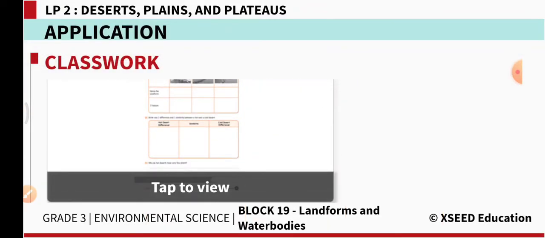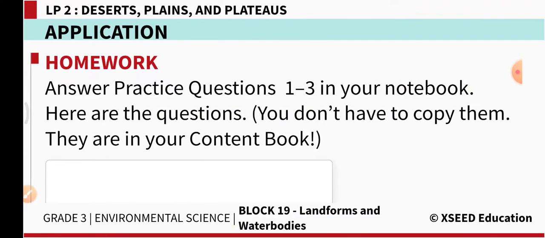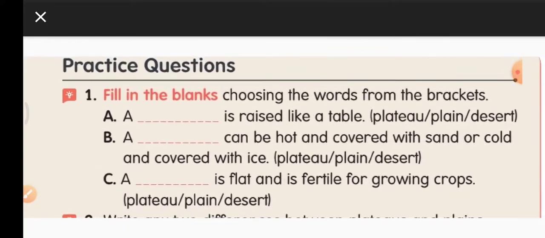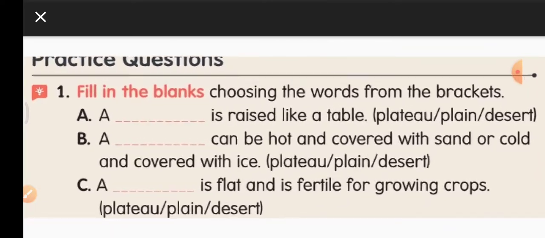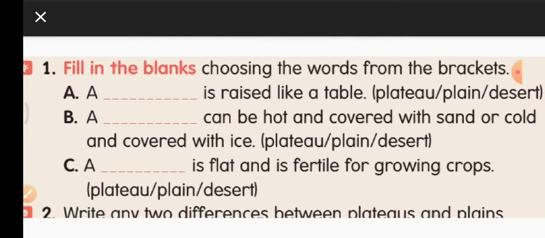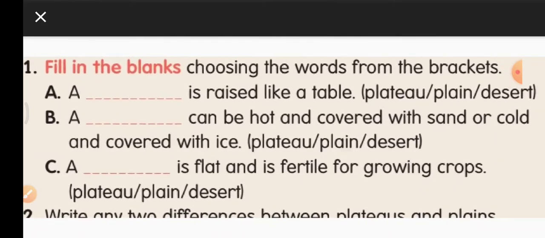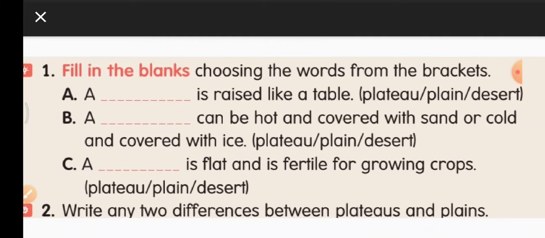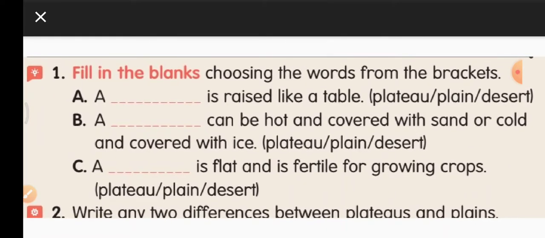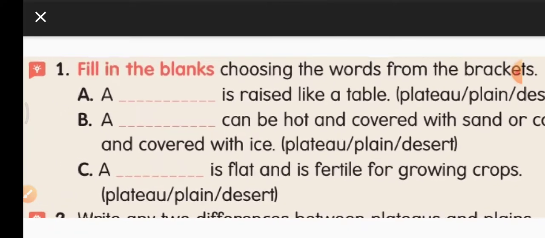Okay. Now let us move to the content book. Put today's date. First question, fill in the blanks, choosing the words from the brackets. A, dash is a raised land like a table. Plateau, plain or desert? Plateau is the answer. B, a dash can be hot and covered with sand or cold and covered with ice. Yes, a desert can be hot and covered with sand or cold. That we learnt from the lesson, na children. Deserts can be hot or cold. Okay, they can be covered with sand or ice. So desert is the answer for B.